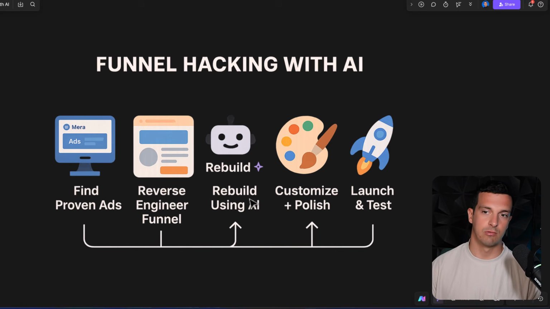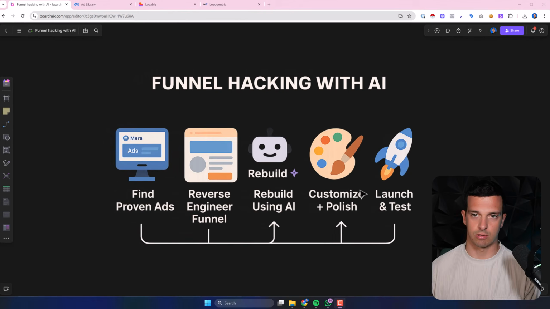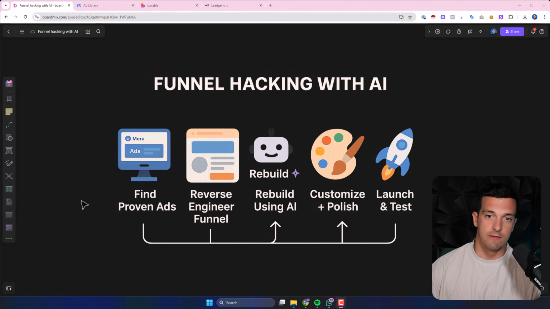Then we're gonna be rebuilding it using AI. We're gonna be using Lovable, putting the URL, getting first mockup, and then customizing and polishing it so it's with your branding and with everything. And then we're gonna be launching and testing it and I'm gonna show you a method how to hook up the form from Lovable with GoHighLevel, so it's gonna be amazing. Okay, let's get started. First step is to find the proven ads.